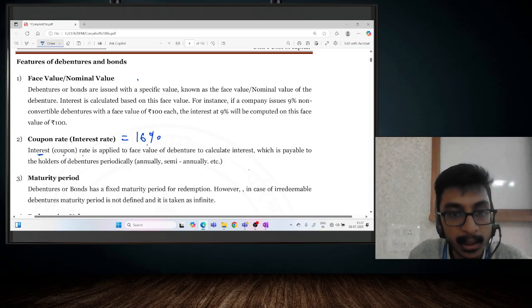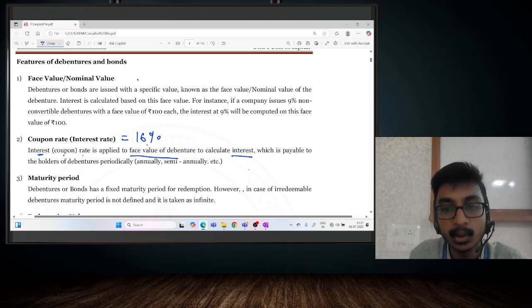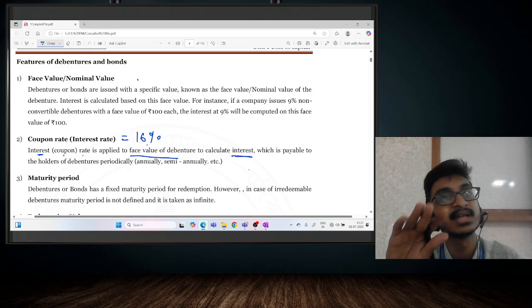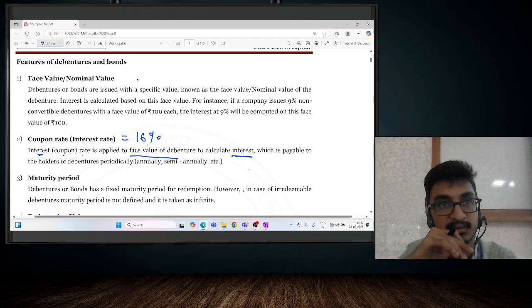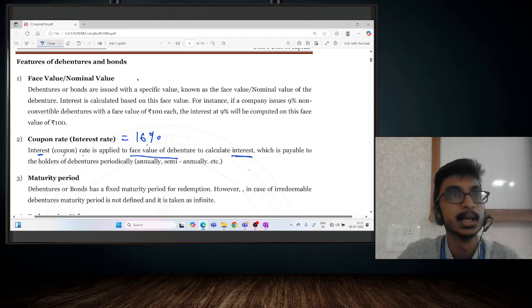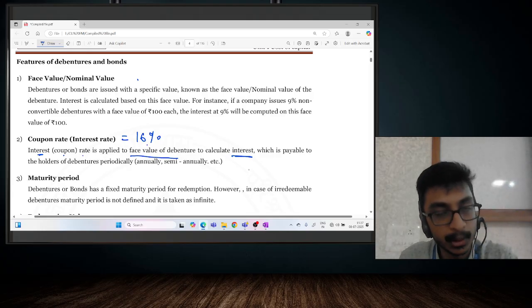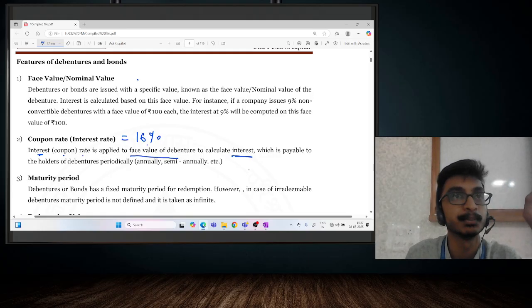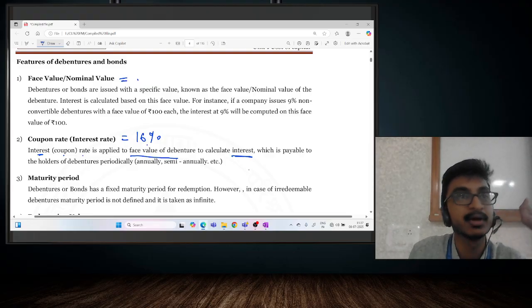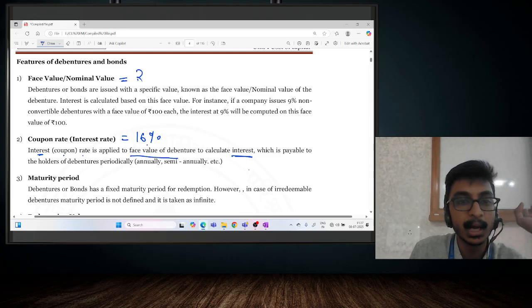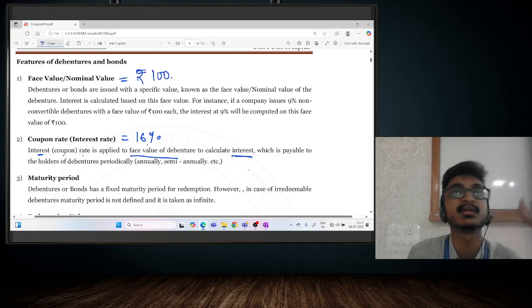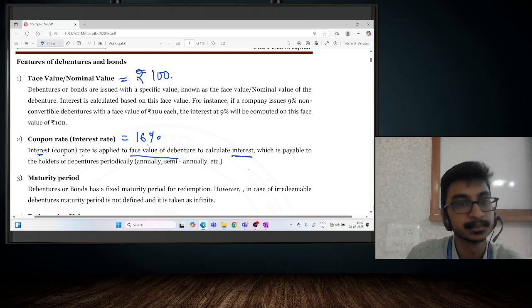Interest or coupon rate is applied to the face value of the debenture to calculate interest. So interest is calculated on face value and not on market value, because market value is fluctuating. The company has promised to pay interest to the debenture holders on the face value. But in this question, the face value is not directly given. If nothing is mentioned, we can assume it as 100 rupees. Right? Clear?